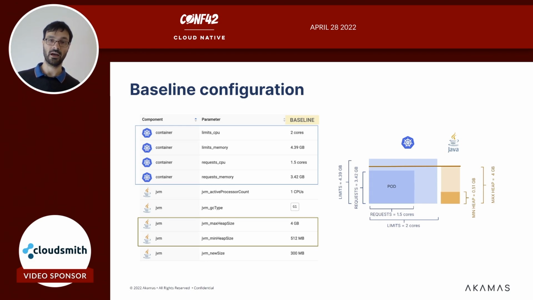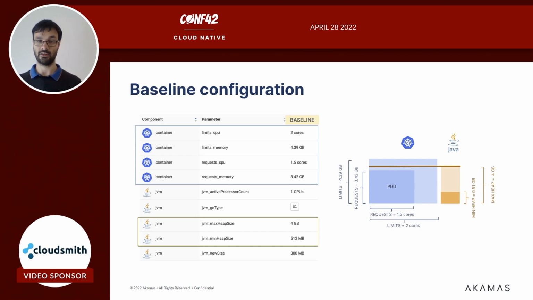Remember, the requests are the guaranteed resources that Kubernetes will use for scheduling and capacity management of the cluster. In this case, the requests are lower than the limits. This is a common approach to guarantee resources for the application to run properly, but at the same time allow for some room for unexpected growth.